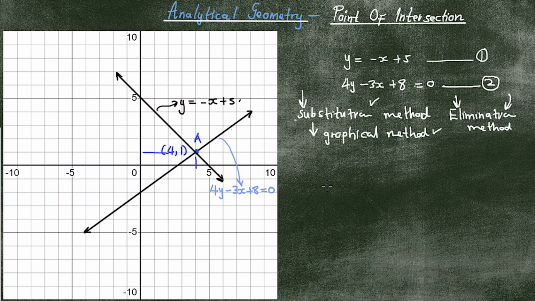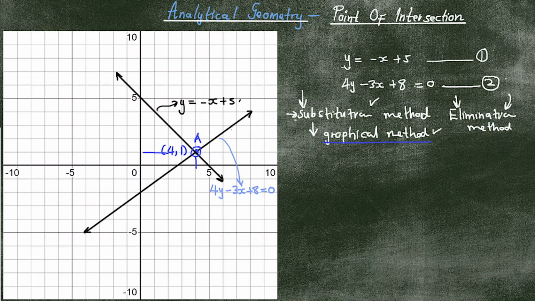Now we will use the substitution method to confirm that the coordinates 4 and 1, which I'm claiming to be the point of intersection, are true. We used the graphical method just now to get our coordinates of the point of intersection. Now let's use the substitution method to get the coordinates of A. So equation 1 and 2.